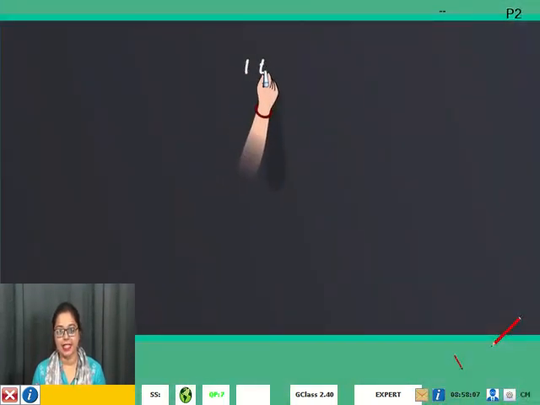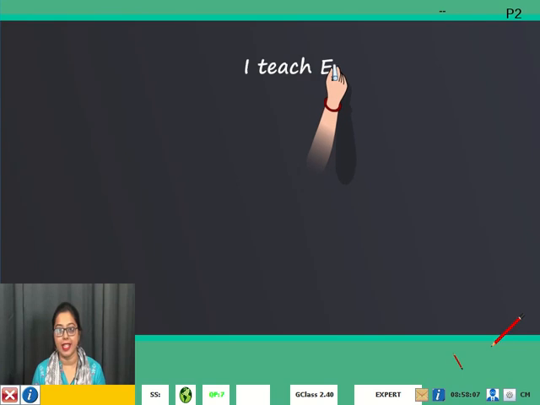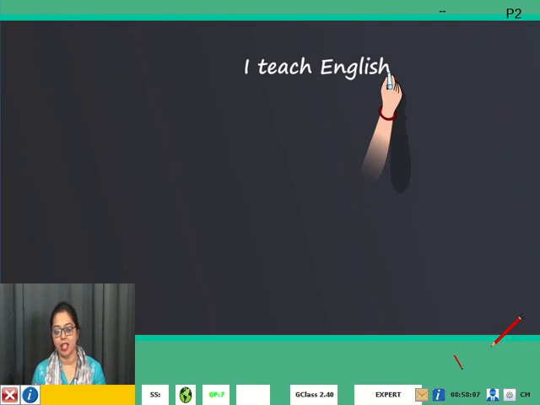So we can see that she is writing something. Now look at the sentence carefully that she is writing. Okay. So what is she writing? She is writing, I teach English. So there will be certain sentences coming on the screen, and you have to look at the sentences carefully.